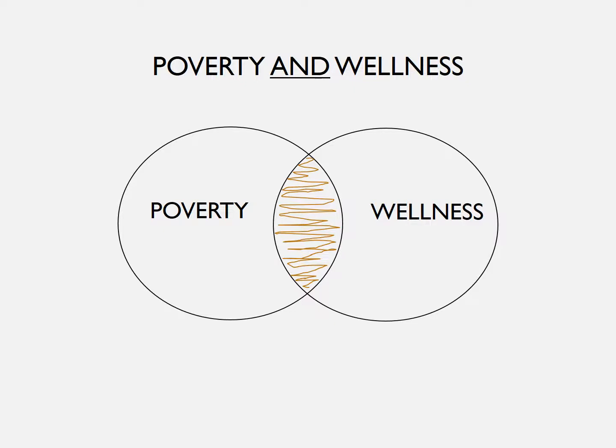First, when you connect 2 terms with and, you're telling the database that you only want to see articles where both of those terms appear. If we searched poverty and wellness, you'll only see the overlap of those 2 concepts. Same with social media and health promotion.